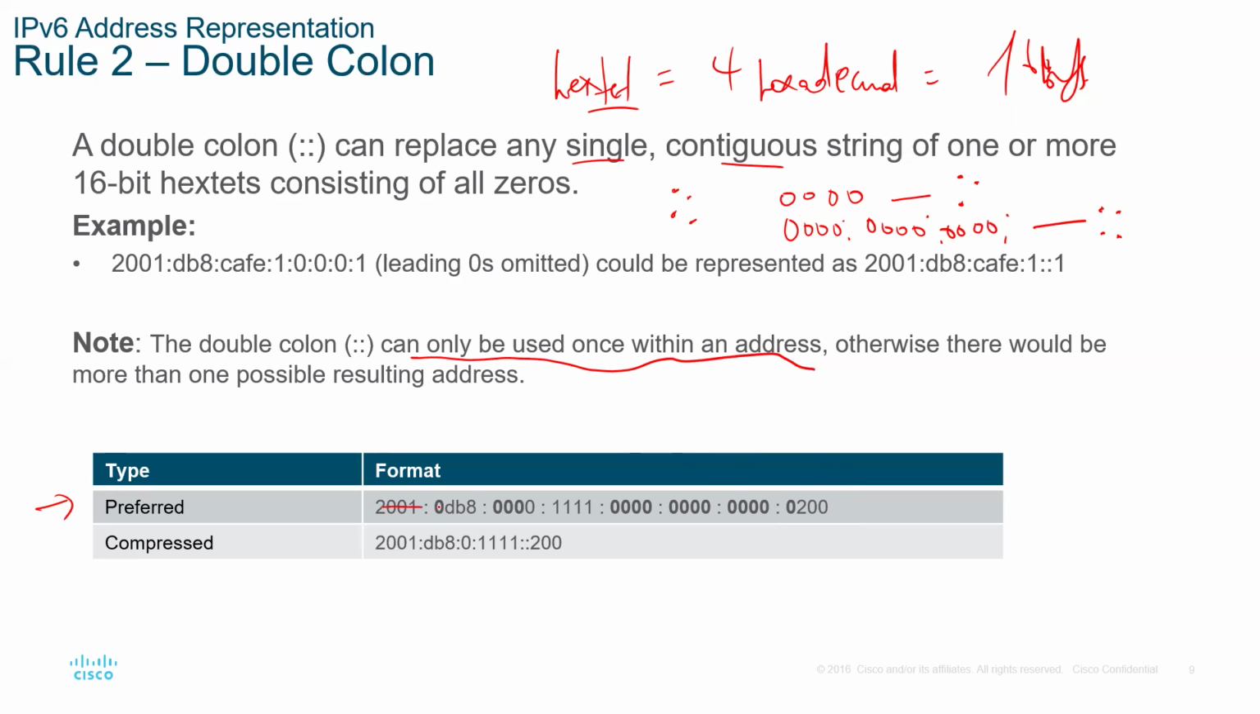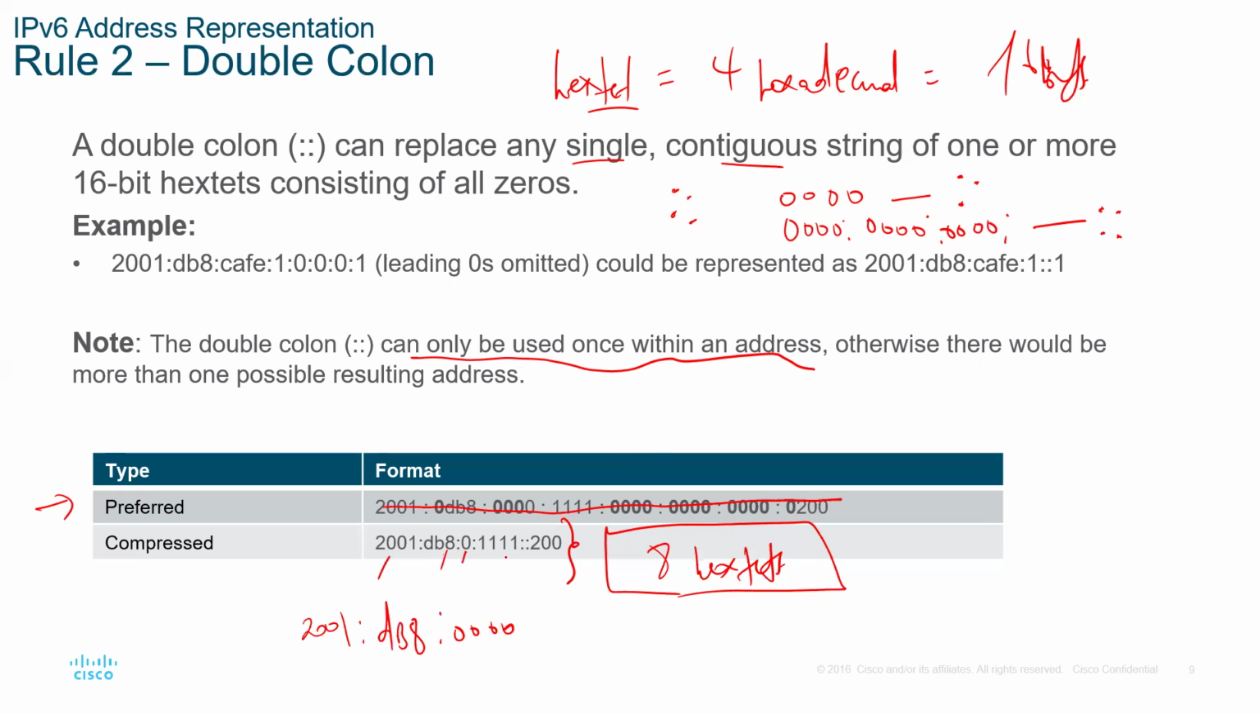Now suppose you are given this address and you want to decompress it. How do you decompress? It's very easy. You need to have 8 hextets. That's the starting point, the total number of hextets an address should have. So breaking it down, I write 2001, then db8, then 0, then 1 2 3 4, then the 1s, then 1 2 3 4, and lastly 200.